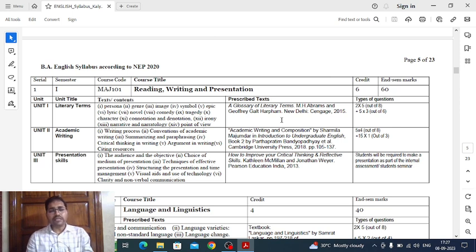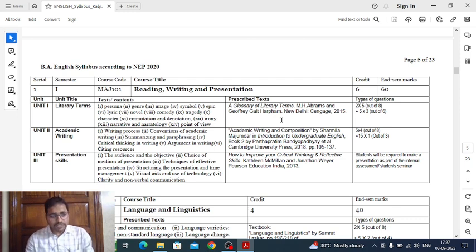So under literary terms, first of all, let me introduce the terms that are in your syllabus. As you can see from this section, number 1 is persona, number 2 genre, number 3 image, symbol, epic, lyric, novel, comedy, tragedy, character, connotation and denotation, irony, narrative and narratology, and point of view.